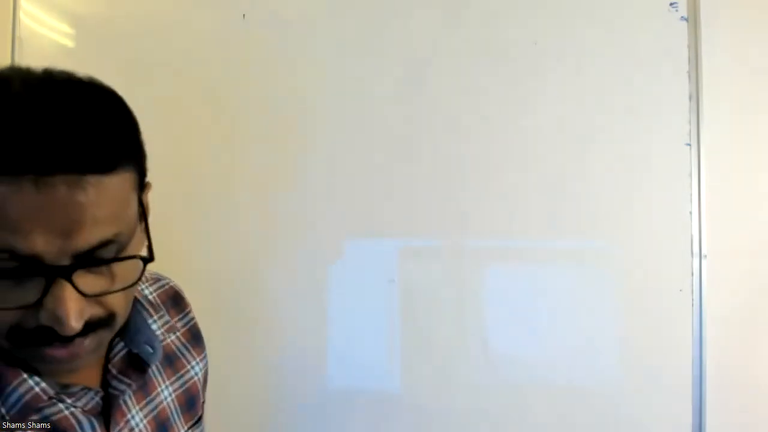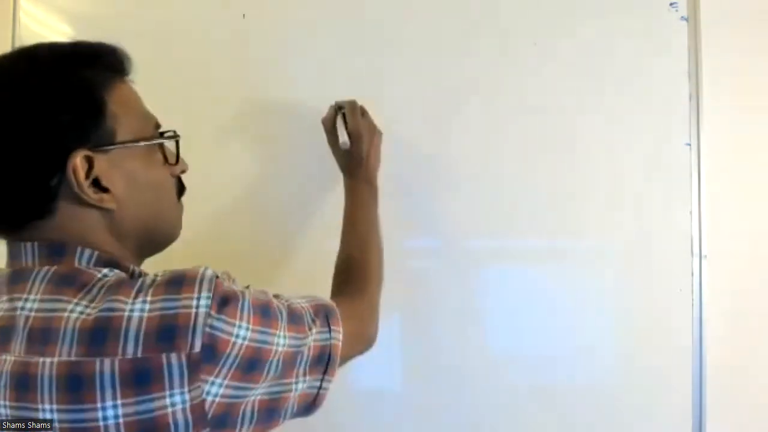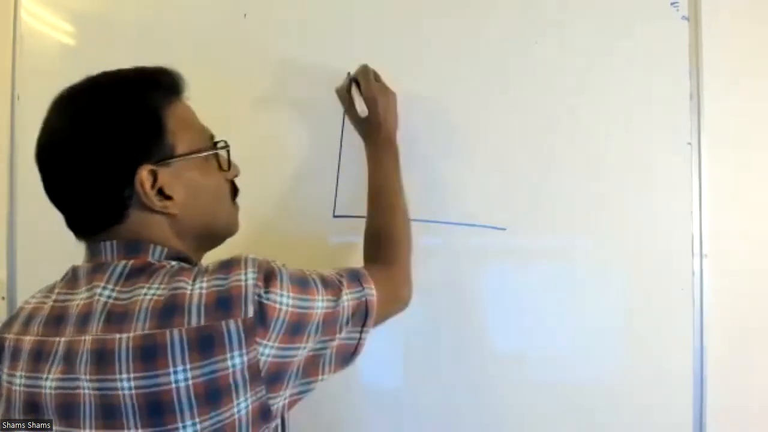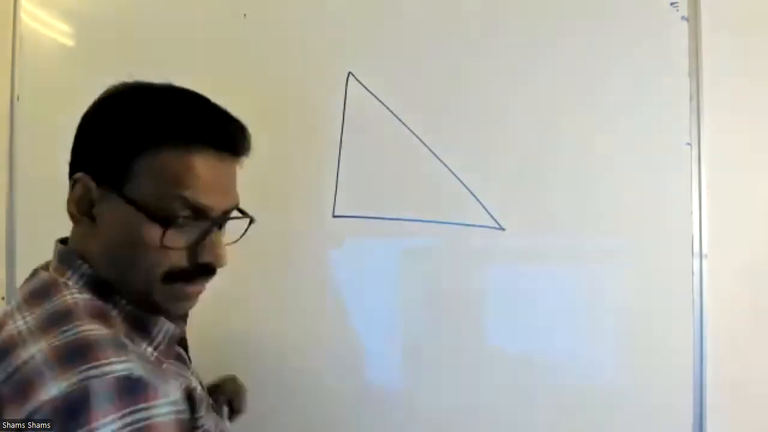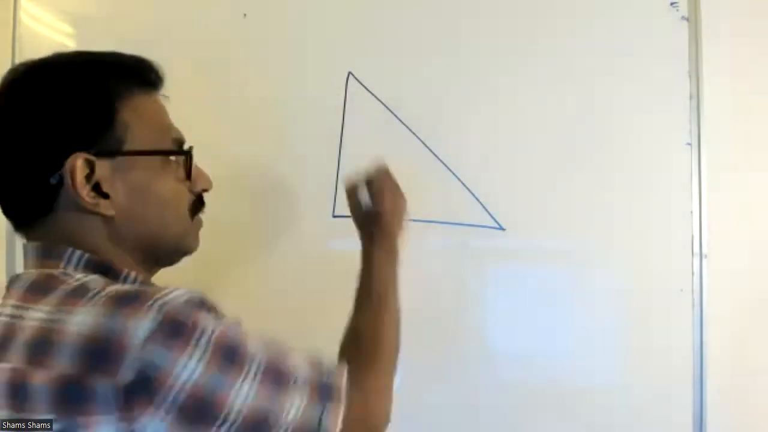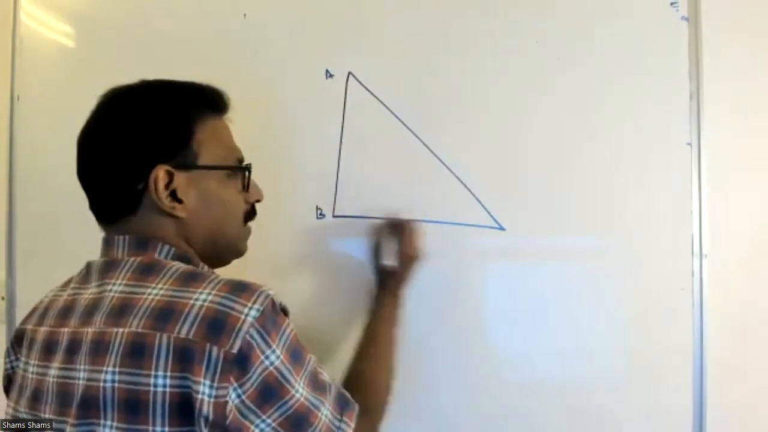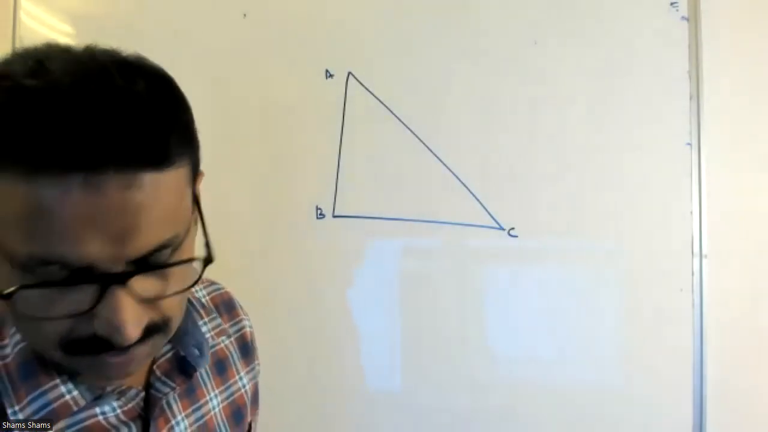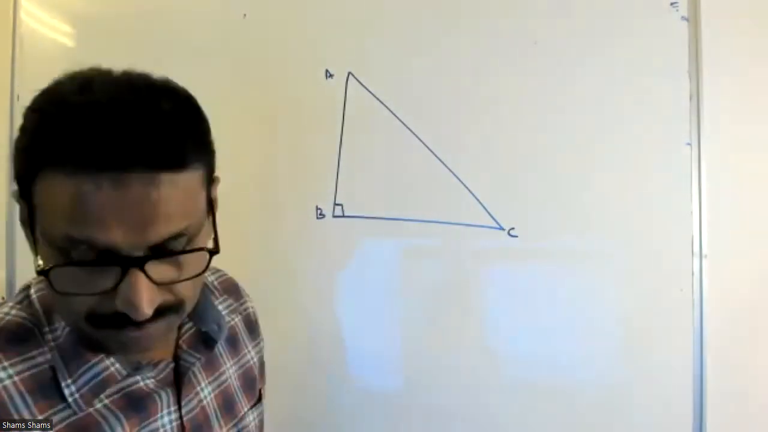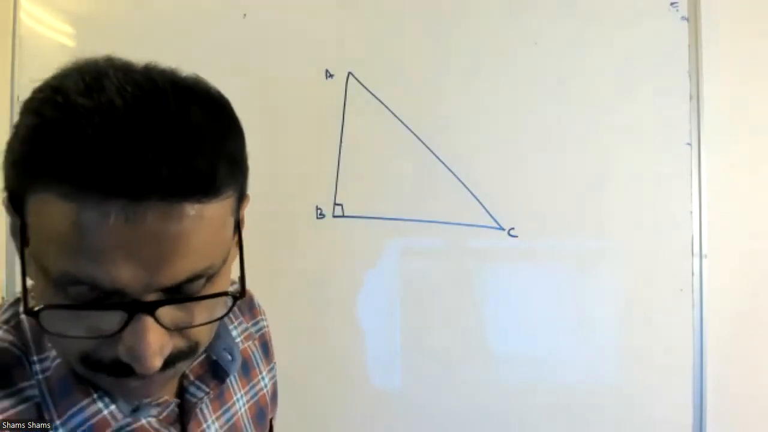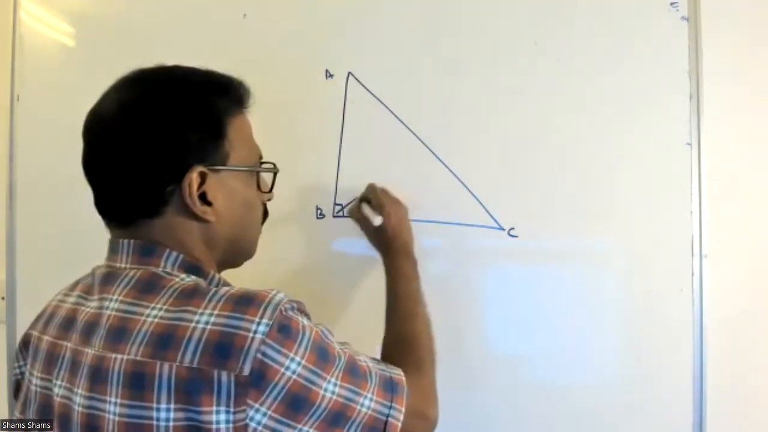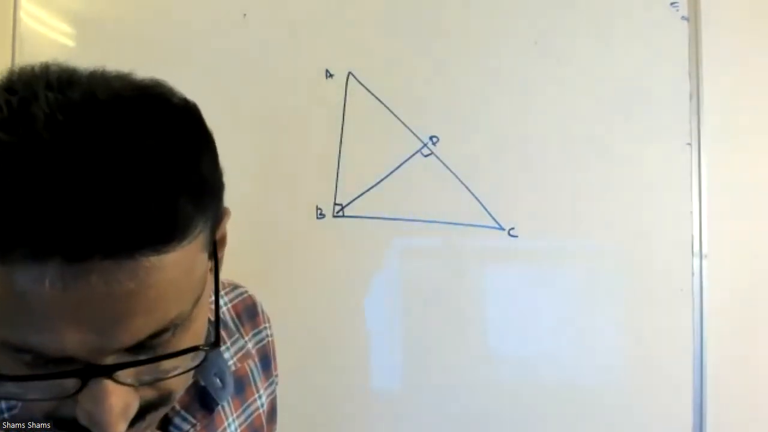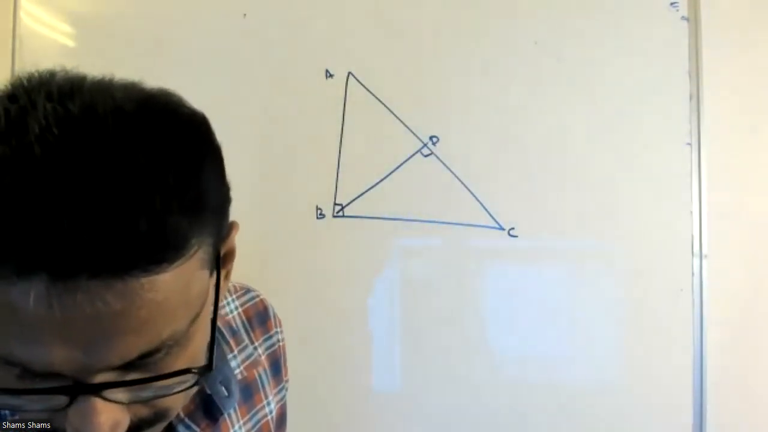Look here in the figure. This is a very good question. I'm going to ask you a question. Everyone ready to answer? A, B, C. This is the height, 90 degree. D is a point on the hypotenuse of A. D here, this is also 90, right? No, not 90.